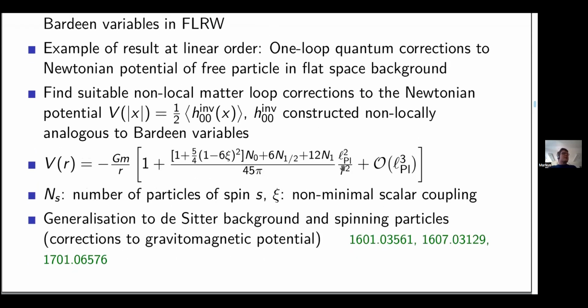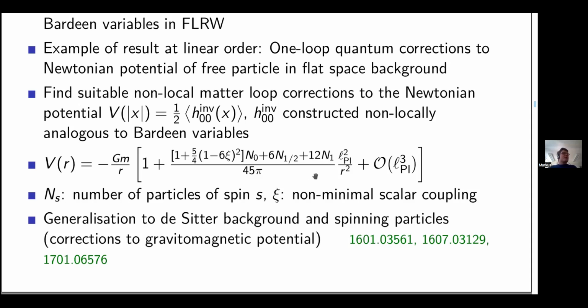So this is the result that one gets. The classical result, of course, is just minus G m over r. G is Newton's constant, m is the mass of the particle, r is the distance, and then one gets this correction factor at linear order. There's the Planck length over r squared. So it's a very, very tiny correction, impossible to measure experimentally, of course, but it's there. It's a prediction of the theory at linear order.